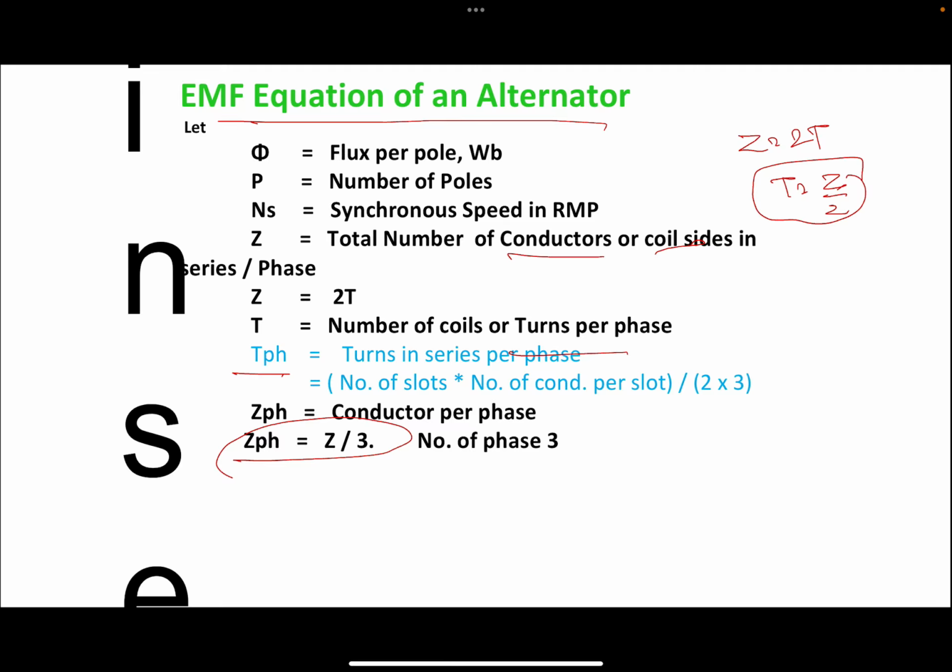If I want to consider per phase, then T per phase equals Z by 2 into how many phases we have? 3. How many phases we have? Z by 2 into 3 here. Okay, Z by 2 into 3.